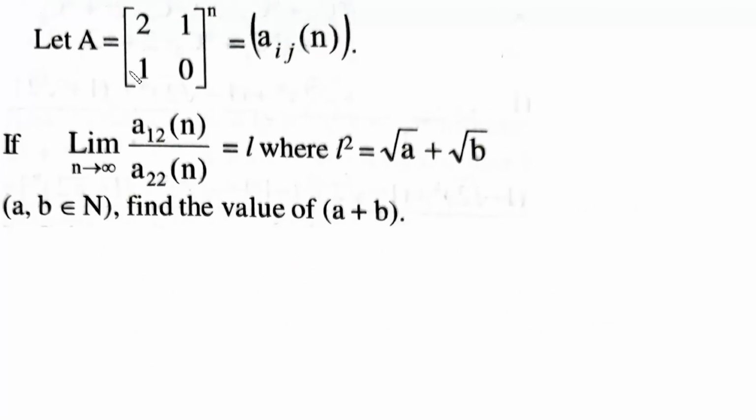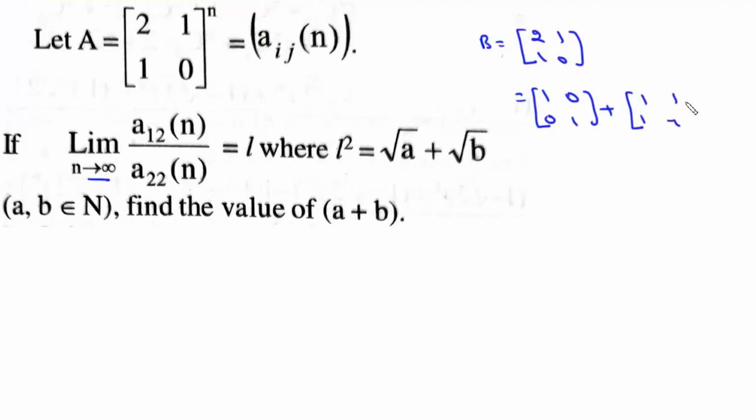Now the question is: let A be the nth power of the matrix [2, 1; 1, 0], and we need to find the limit as n tends to infinity of A12 upon A22. Now let this matrix be B, which is [2, 1; 1, 0], and we'll write this as [1, 0; 0, 1] plus [1, 1; 1, -1]. So this is I and this is, suppose, C.